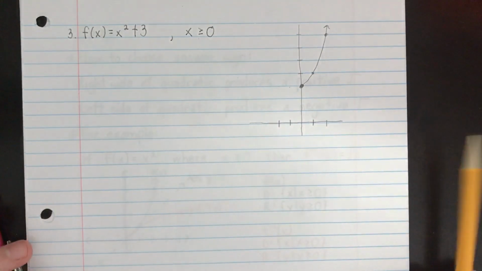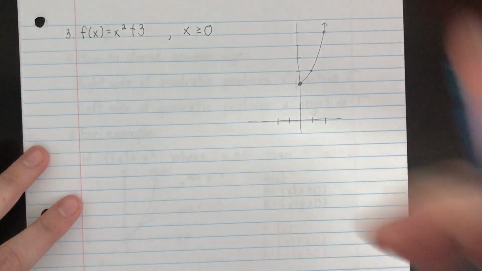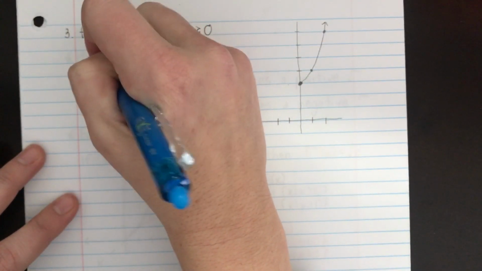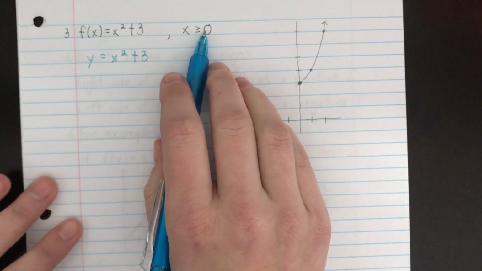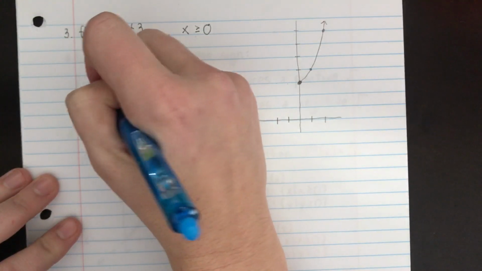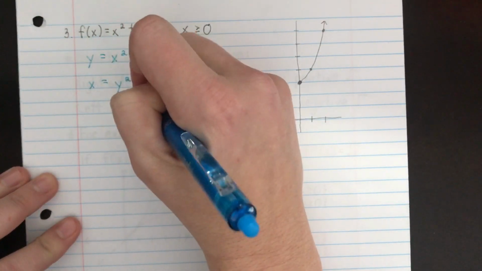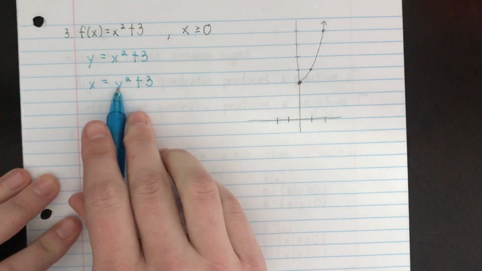So let's go ahead and find the inverse like we've been doing. So of course you're going to turn f of x to y. We're just messing with the equation, not the given domain. Okay, then we'll switch x and y. Then we'll solve for the new y.